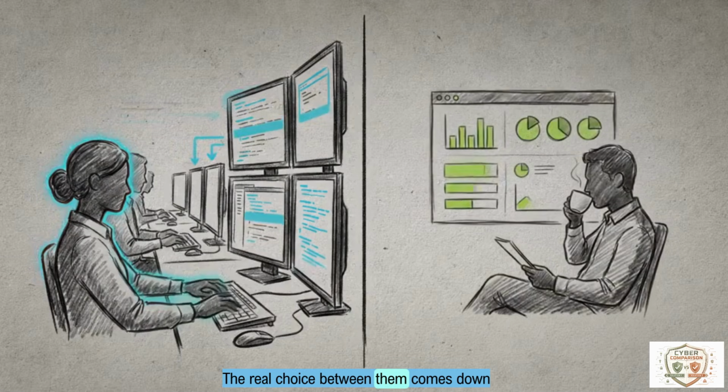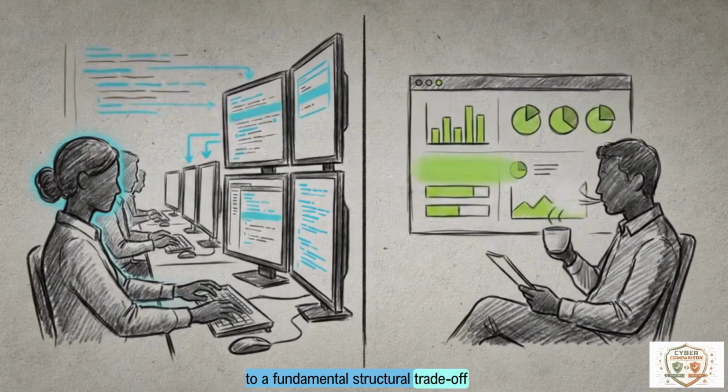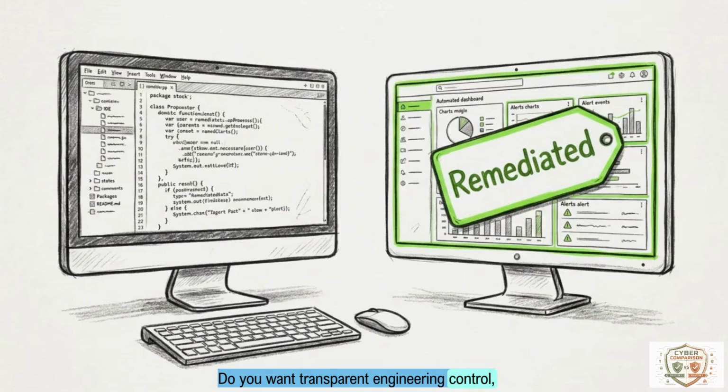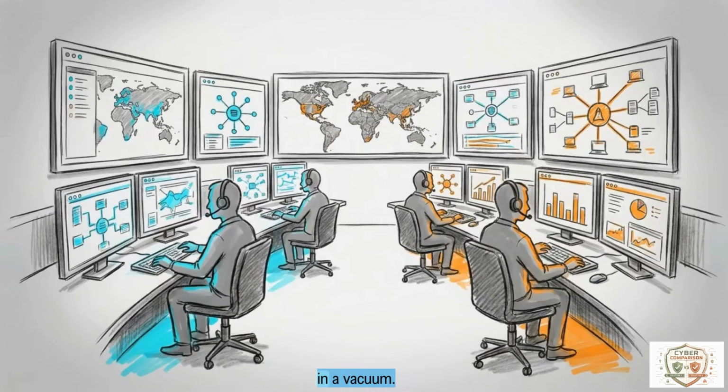The real choice between them comes down to a fundamental structural trade-off in how your security team operates. Do you want transparent engineering control, or do you want intent-driven automation? You can't pick the better solution in a vacuum. The right choice depends entirely on the maturity, staffing, and workload of your security operations center.